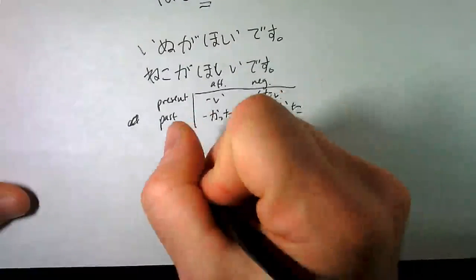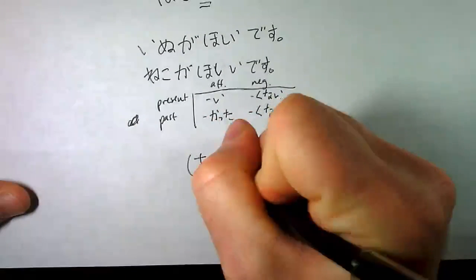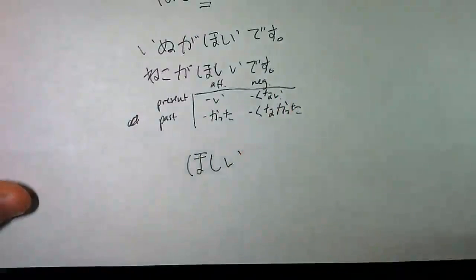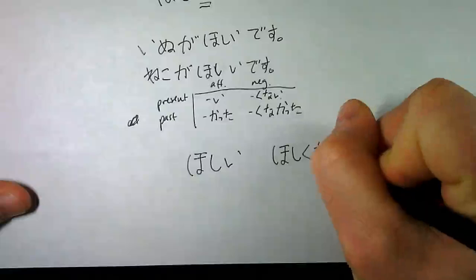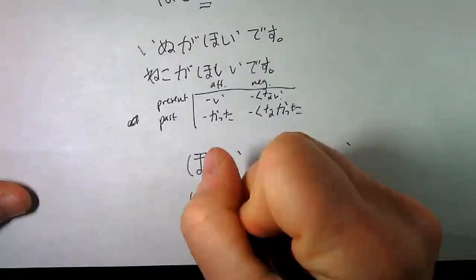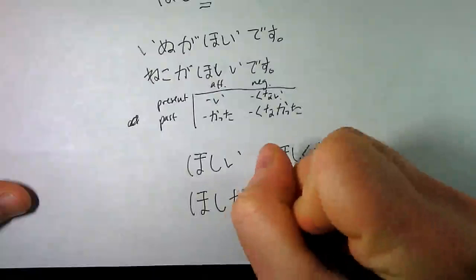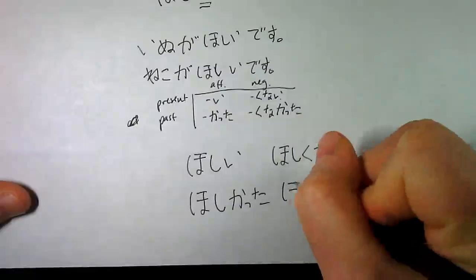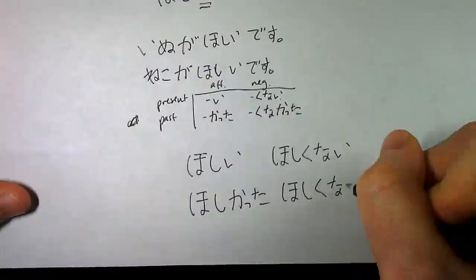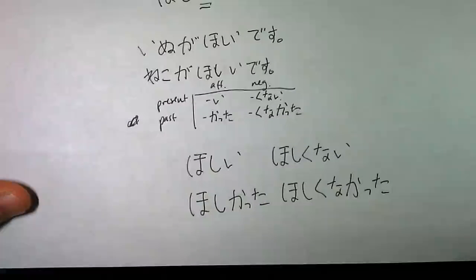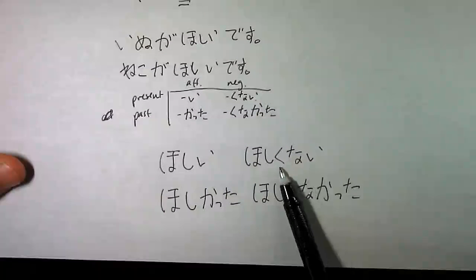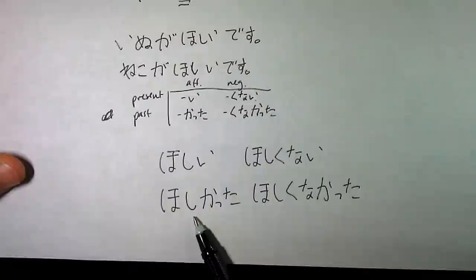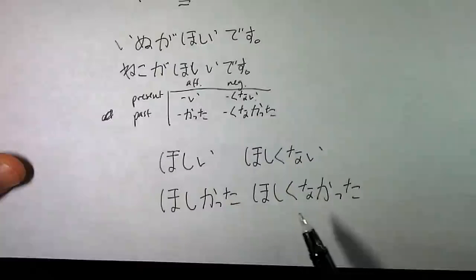So let's do the forms of hoshii. I'll write it a little bigger so you can see. Oh, I did it again. Hoshii. Hoshikunai. Hoshikatta. Hoshikunakatta. So, can you translate those? Hoshii, want. Hoshikunai, don't want. Hoshikatta, wanted. Hoshikunakatta, didn't want.